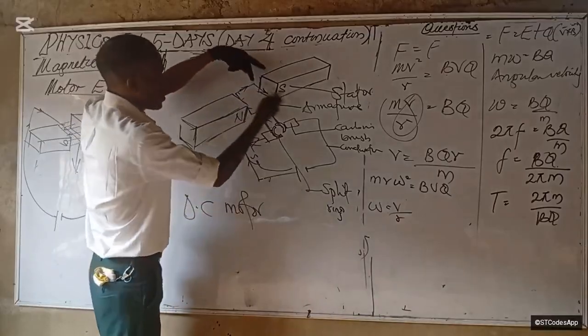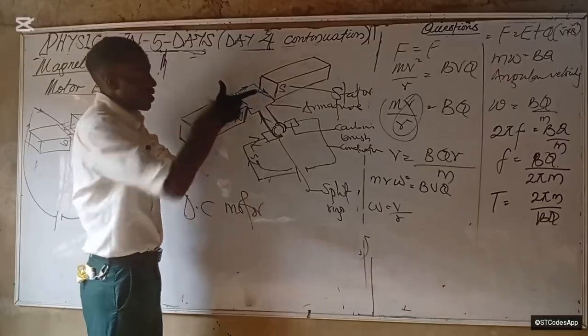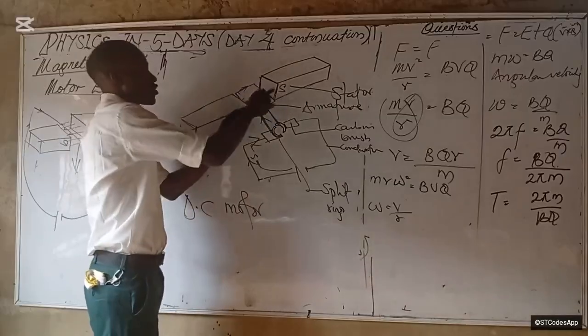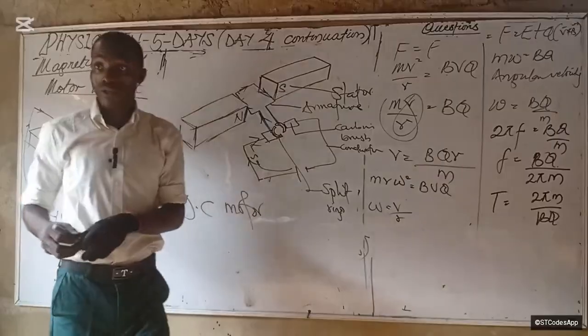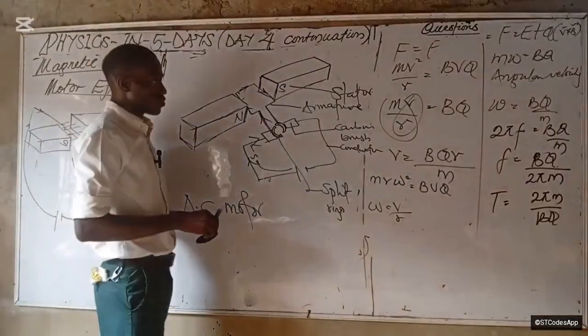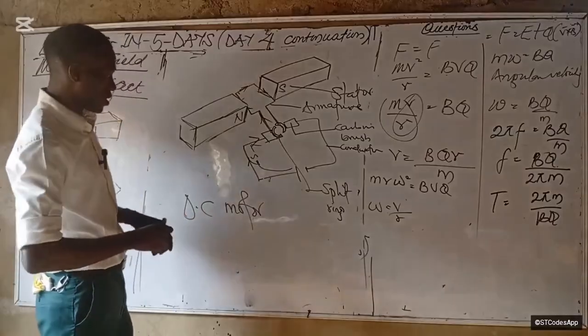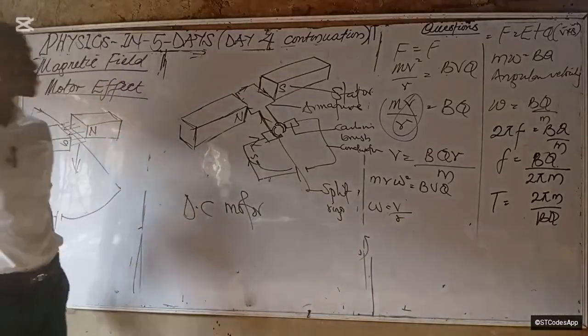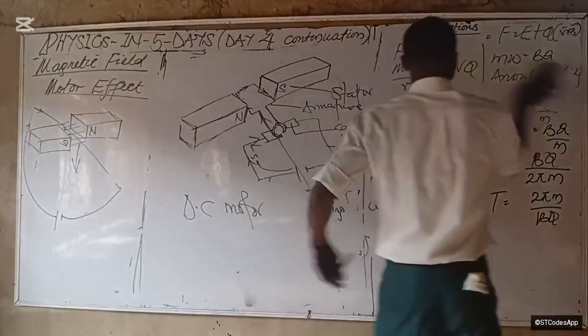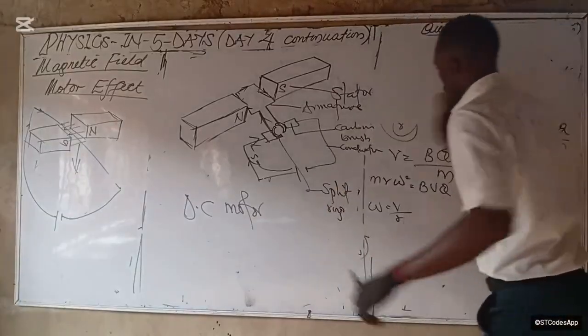Invariably, if this side is moving down, with the magnetic field like this, the other side moves up. So what do you see? Rotation. Do you understand? Good. All right. So are we good? Yes, sir. So now we are done.